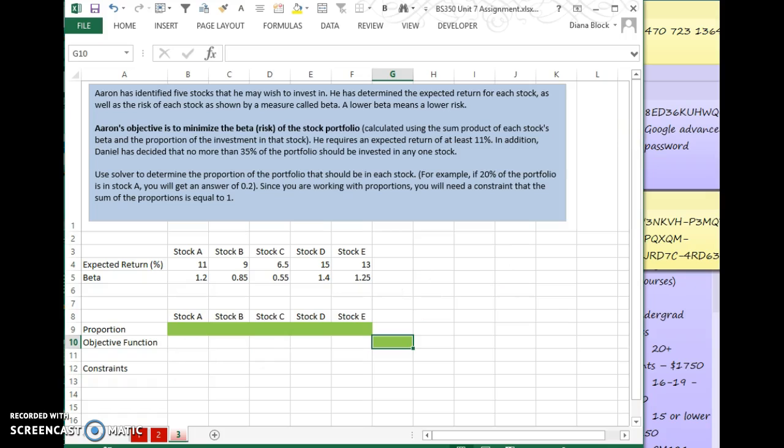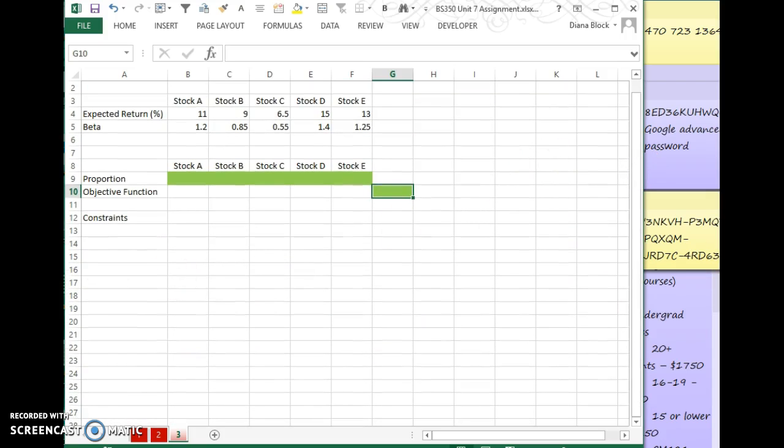With this one, let's see, what do we want to do? We're going to use Solver to find the amount of portfolio that should be in each stock, and we're trying to minimize the risk. So this is another one where we're going to minimize. We're going to have our beta here, and we're trying to minimize this beta. We're going to multiply the amount of each stock in the portfolio times the risk of each of those stocks, and that's our SUMPRODUCT formula, and we're going to try to minimize that.